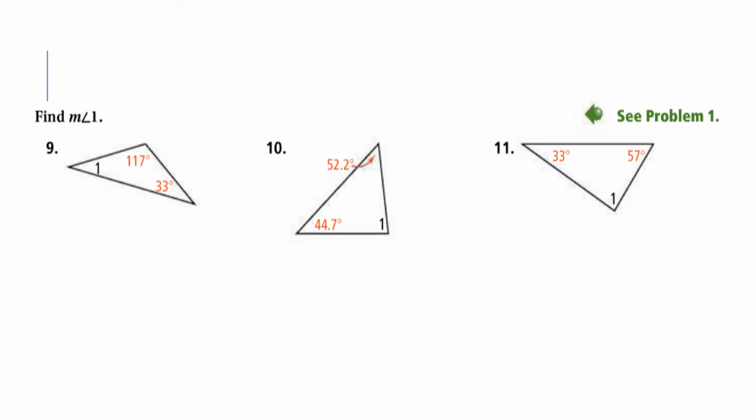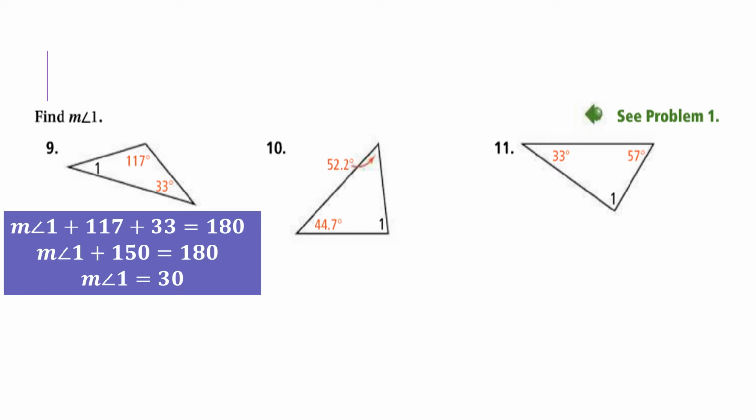So now that we know the angles of a triangle add up to 180 degrees, we can find missing angles by subtraction or addition. For number 9, we're just going to add 117 and 33 together and subtract it from 180. So the measure of angle 1 would be 30.